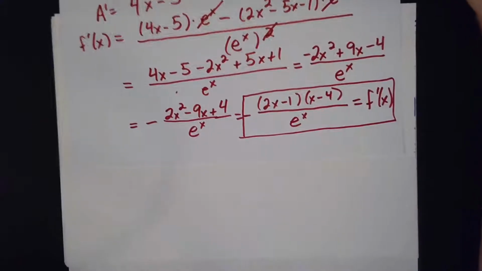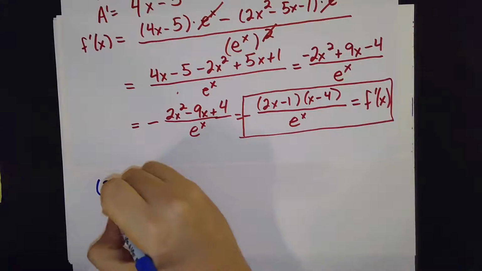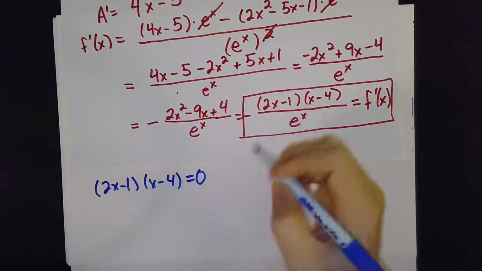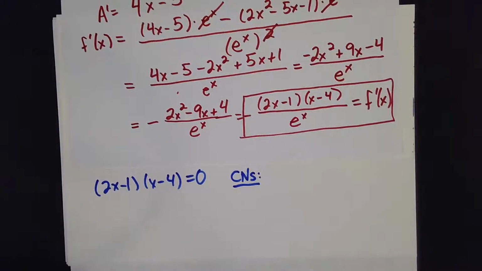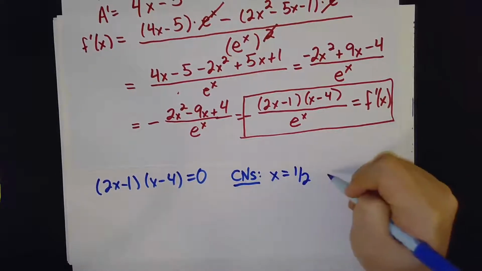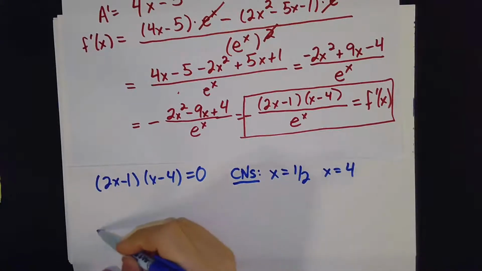Okay. Now, I can go ahead and set the numerator here equal to 0 to find my critical numbers. And that will give me that my critical numbers here are x equals a half and x equals 4. So I go ahead and put these numbers on my number line.